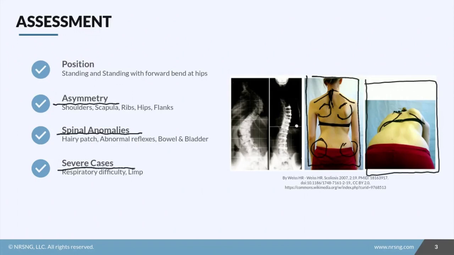And then the other thing that can actually happen if it's severe enough is that it affects their gait. You can imagine if your hips are that uneven, you may actually have a limp because of your scoliosis.